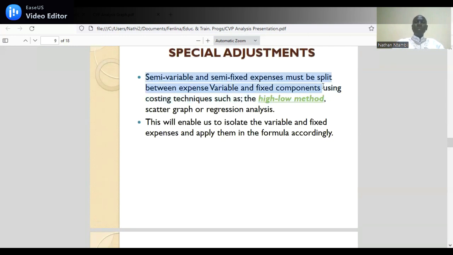Semi-variable and semi-fixed expenses must be split between variable and fixed components using costing techniques such as the high-low method, scatter graphs, or regression analysis. This will enable us to isolate the variable and fixed expenses and apply them in the formula accordingly.